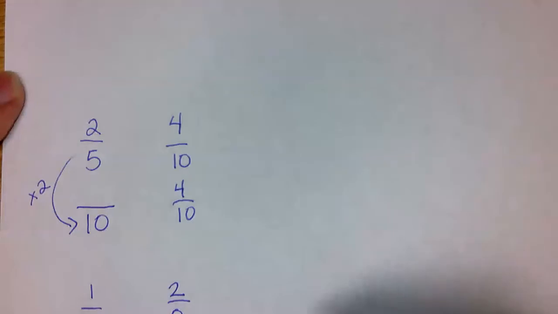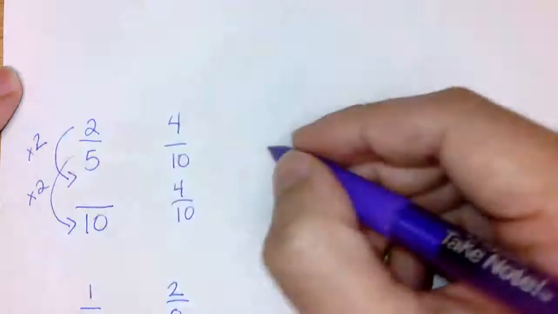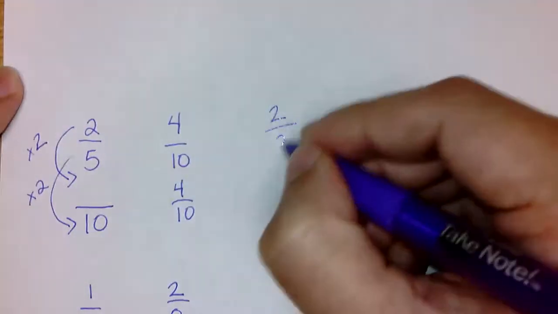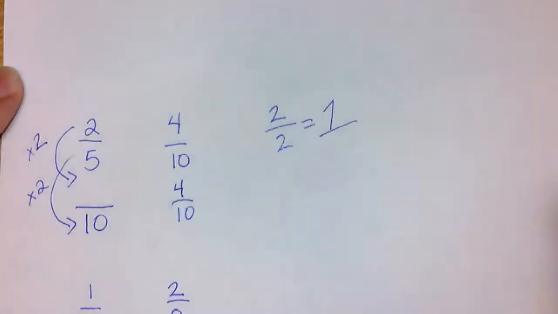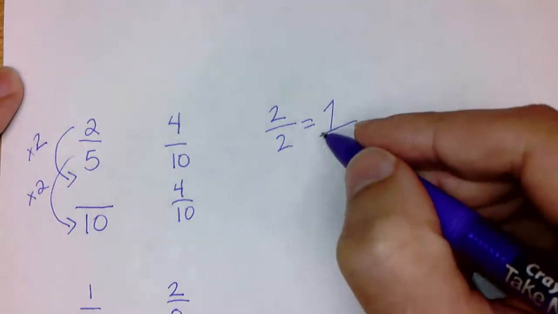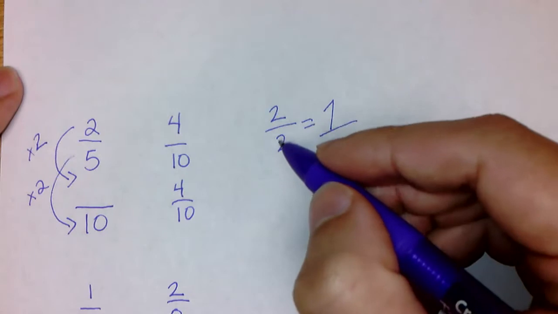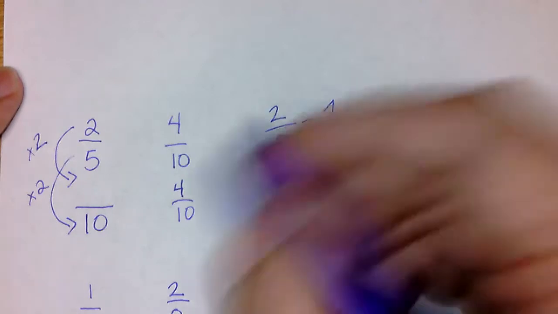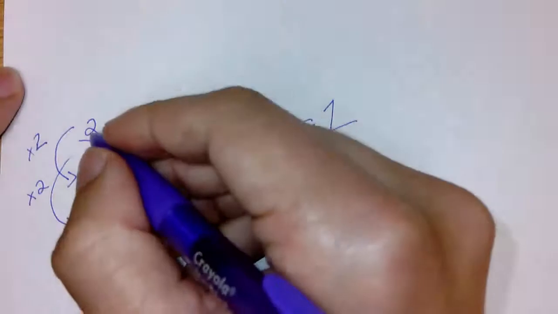So I need to ask myself, what times 5 got me 10? Well, 5 multiplied by 2 is 10. Now, when we multiply numbers by 1, our number doesn't change. So I need to multiply my numerator by 2 as well, because that's the same thing as multiplying a number by 2 halves, and 2 halves equals 1 whole. When we multiply by 1, our number doesn't change, so multiplying the numerator and denominator both by 2 will make it so we have an equivalent fraction.